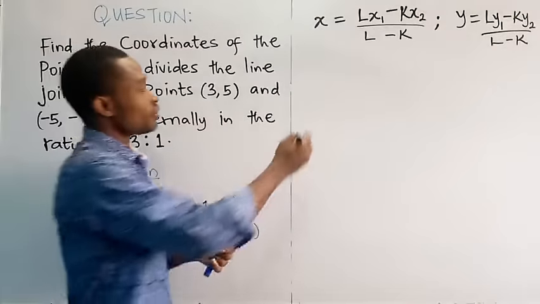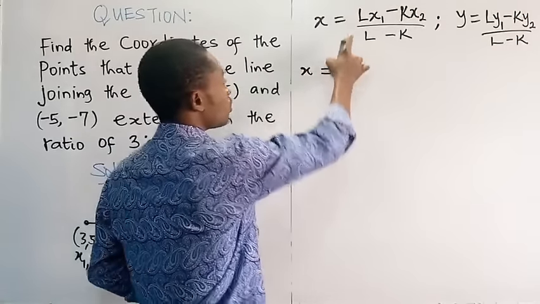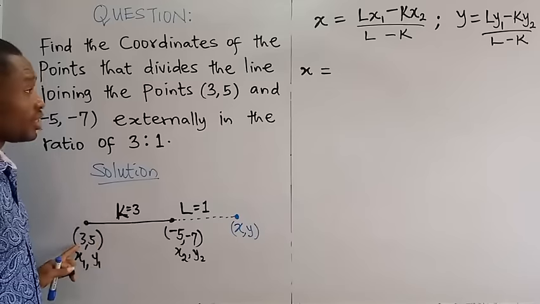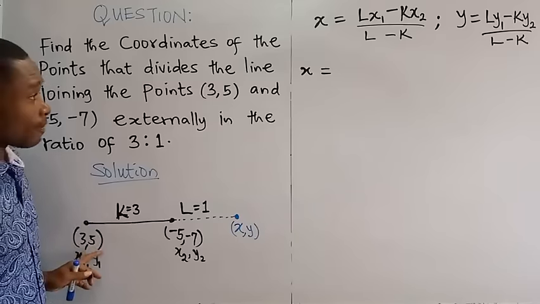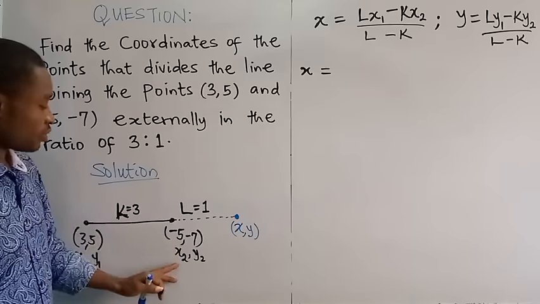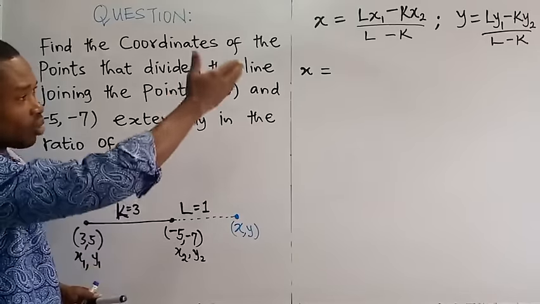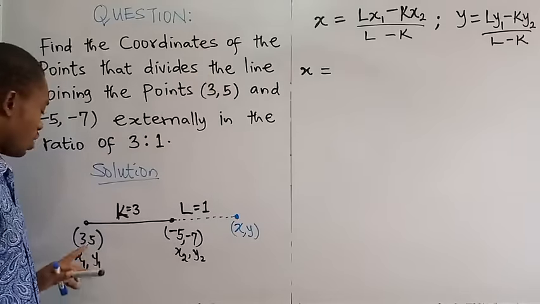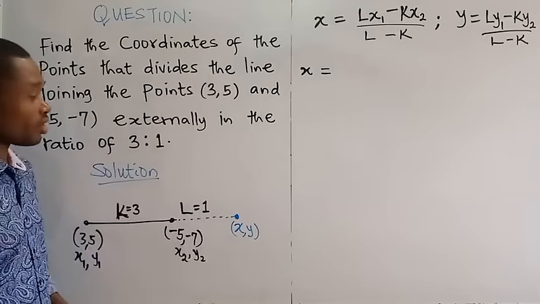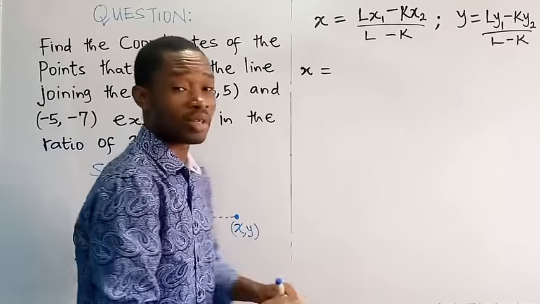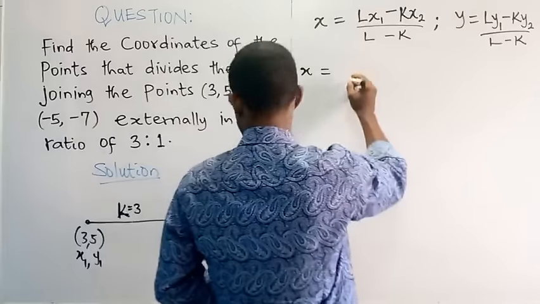Alright, let's proceed. Substituting, our x will be equal to L value is 1, K value is 3, x1 is 3, x2 is minus 5. And then of course in the case of y1, y2, you have the values here. y1 is 5, y2 is minus 7. So you know your L and your K. Just fix up the formulas there. Are you there, right? So we go.